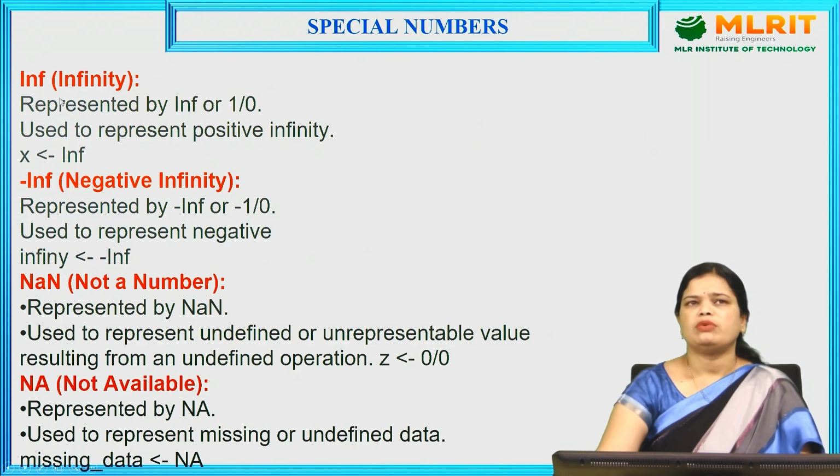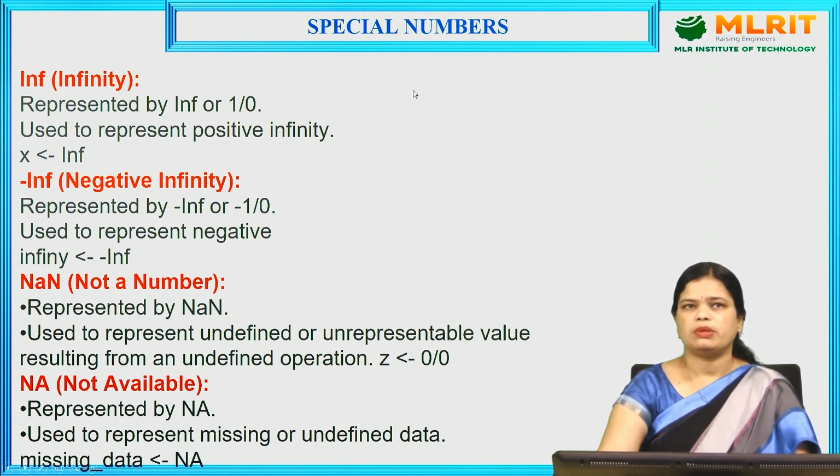In special numbers, we have infinity, negative infinity, NaN (not a number), and NA (not available). These are the special numbers. Infinity is represented by Inf, or by 1/0, and it is used to represent only the positive infinity. Whereas negative infinity can be -Inf, or -1/0. It is used to represent the negative numbers.